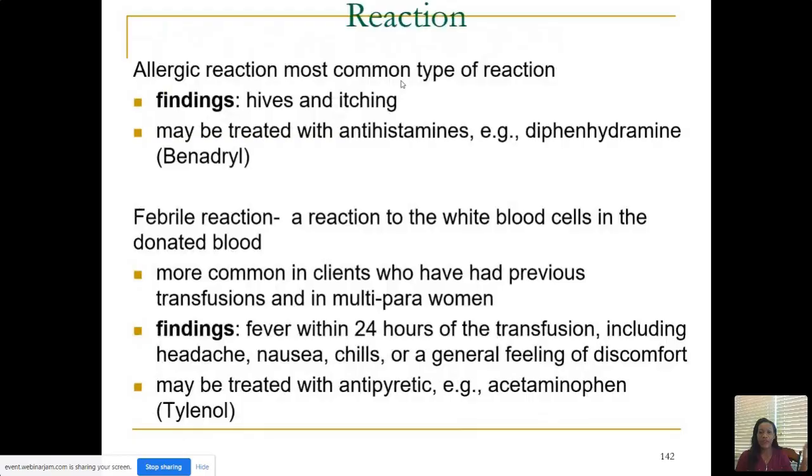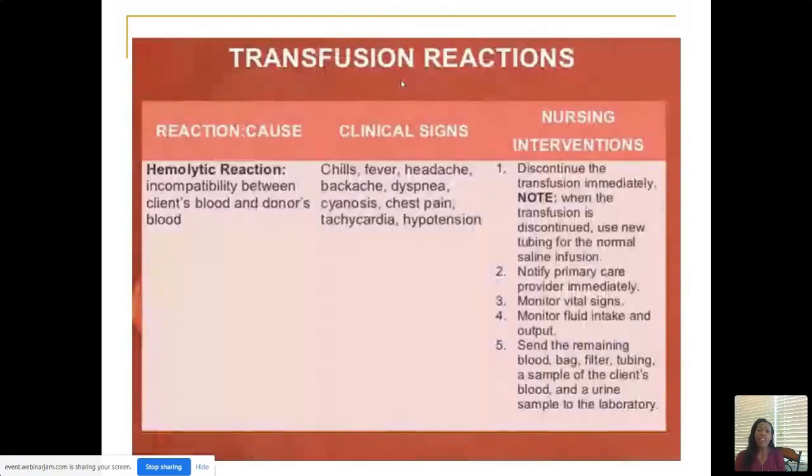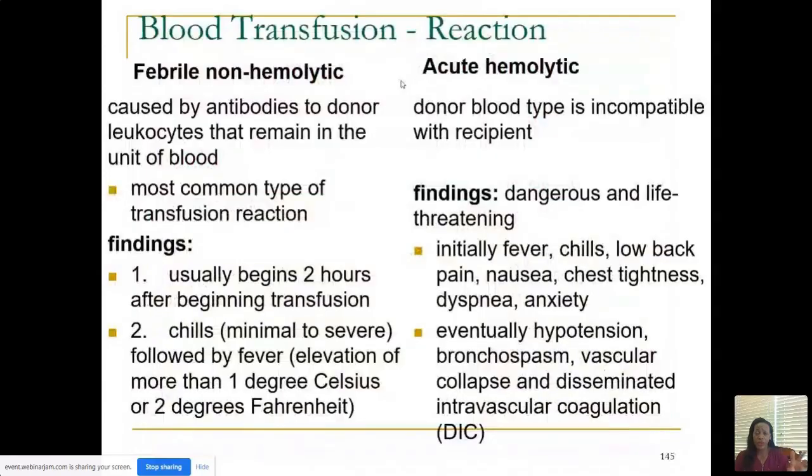We went over the different types of components of the blood. Let's go over reactions. There are 2 different types I need to go over with you, and don't mix them, folks. There's a type of reaction called febrile non-hemolytic versus acute hemolytic. They're very different. Febrile, fever, non-hemolytic, meaning that the red blood cells are not lysing, they're not splitting, okay?